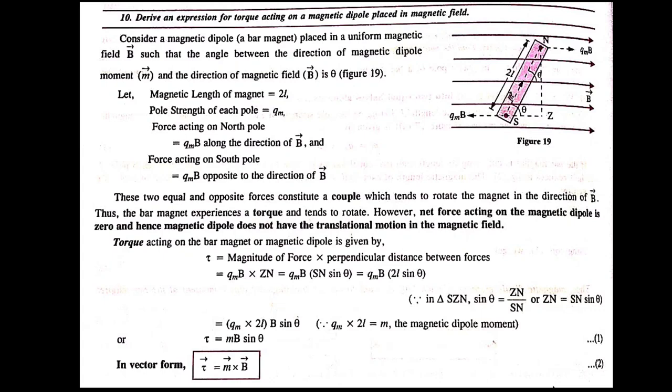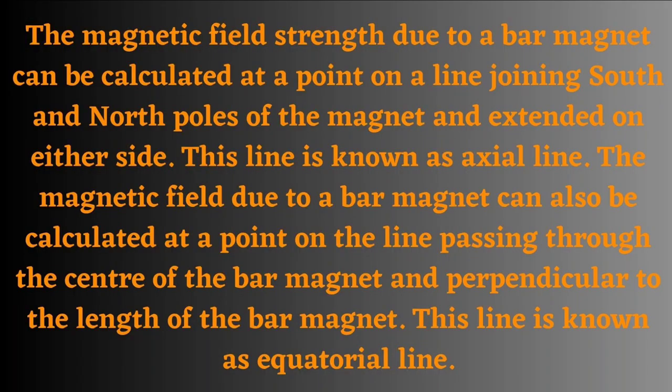We can also represent the torque in vector form, that is, tau vector is equal to m vector cross B vector. Now we are going to learn about the expression for magnetic field strength at a point on the axial line and the equatorial line.